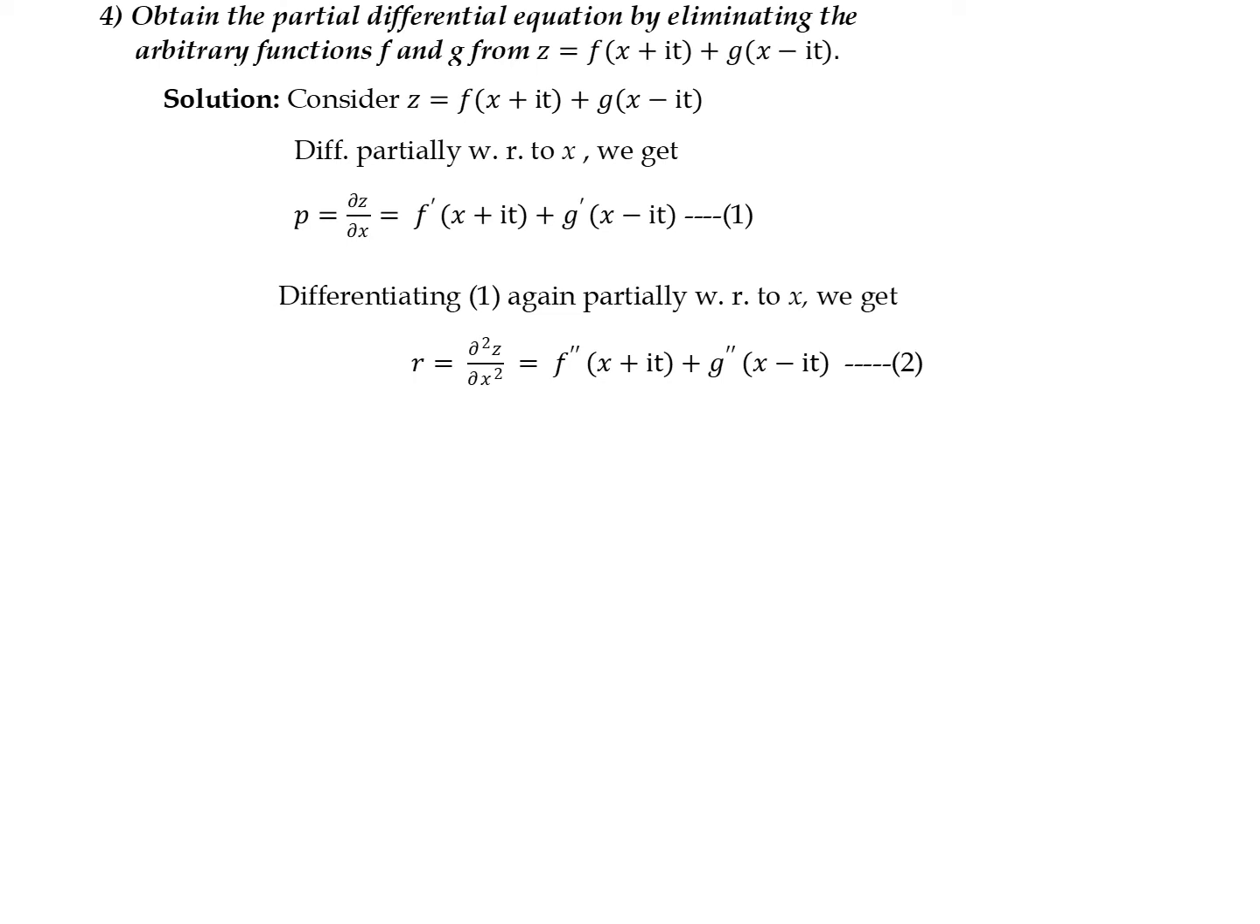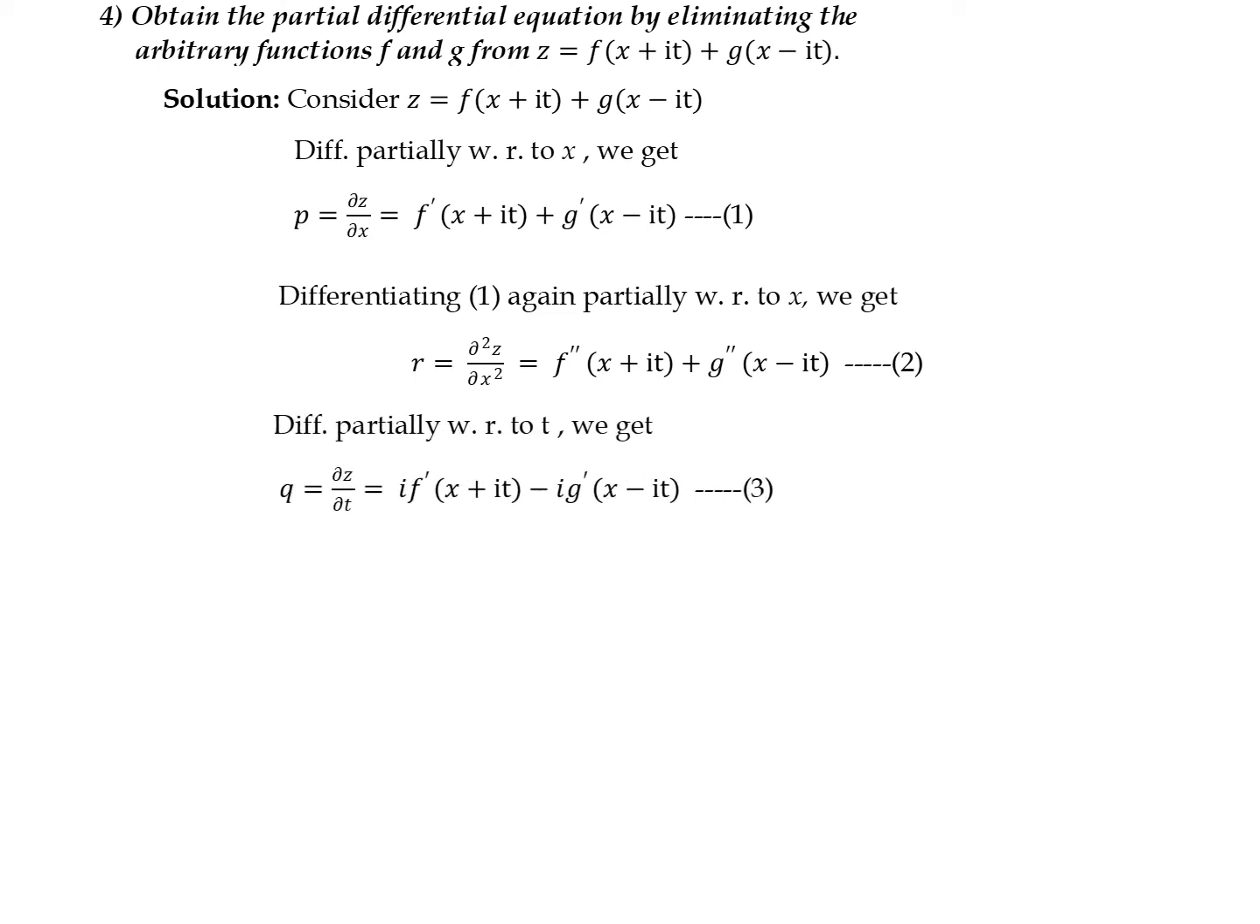Now let us differentiate this equation again with respect to x. Then we get the second order partial derivative ∂²z/∂x², which is equal to, now the first term is f dash, that when we differentiate we get f double dash, of course, into x plus it when we differentiate 1, plus g dash when we differentiate we get g double dash, again that x minus it when we differentiate with respect to x we get 1. So mark this equation as 2.